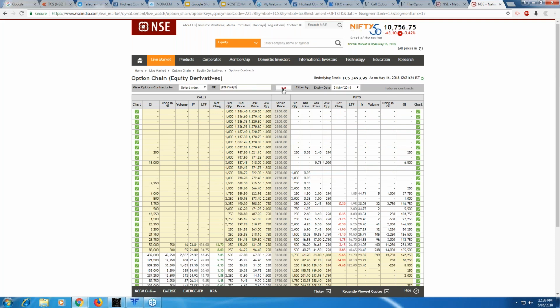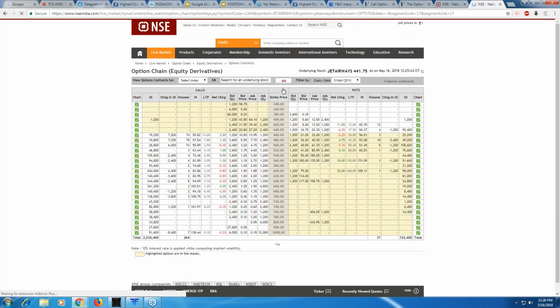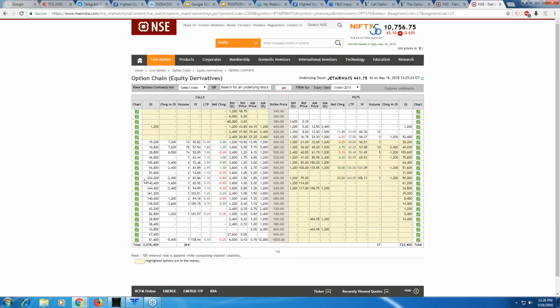Jet Airways. So see here, the highest option writing is happening at this 600. Means they believe that it's not going to cross 600 no matter what, right? Even at the higher levels, you can see 640, 660. There is option writing happening. I mean, they must have written it long back, and the price has now come down to 75 paisa.